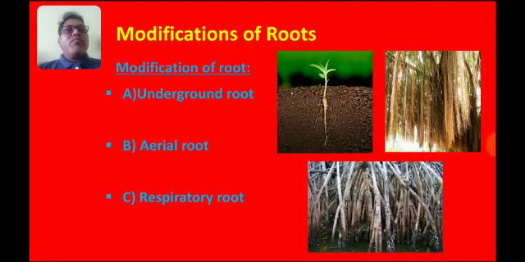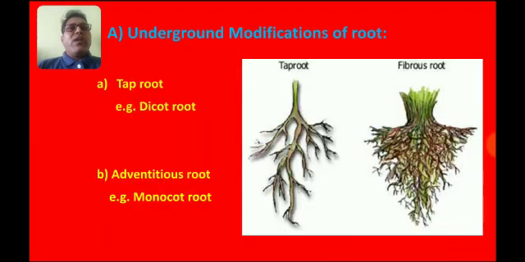So modification of root consists of three different kinds, that is underground root, aerial root and the respiratory root. The underground roots are growing below the soil. Aerial roots are exposed to the air, and the respiratory roots, taking the example of pneumatophores, respire with the help of the lenticels. Now let us see one by one.